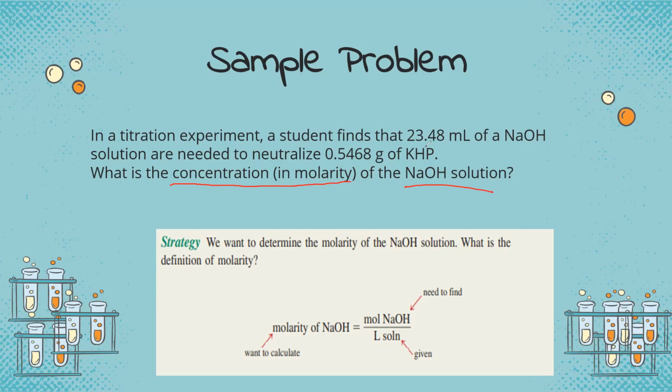Pero nag-titrate tayo, nagawa tayo ng experiment. And during the experiment, we have the following data. So yung mga given natin, the amount of KHP na ginamit in the titration is 0.5468 grams. And the amount of sodium hydroxide na na-add doon sa solution before siya nag-change ng color is 23.48 ml. So hahanapin natin ngayon ang molarity. Okay? So, how do we compute this?